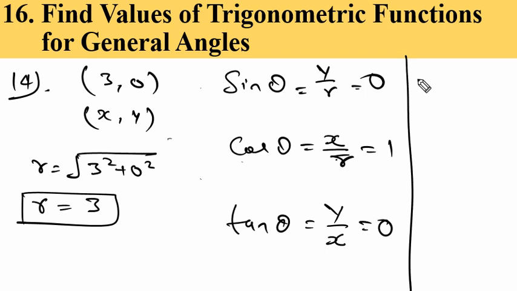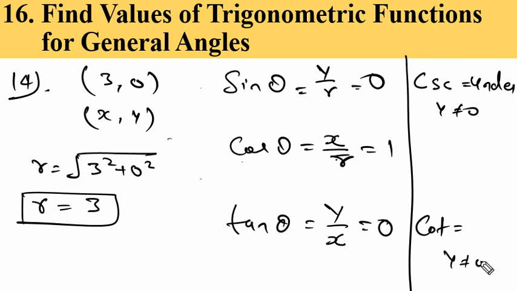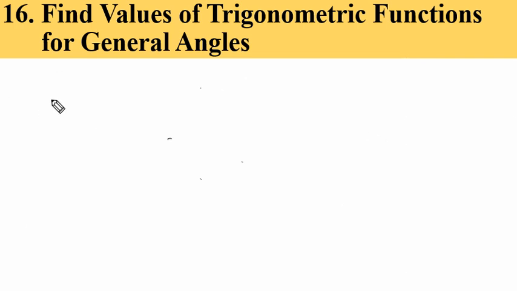Now what about cosecant? Cosecant is opposite of sine, so that will be undefined, because y should not be equal to 0 for finding this. Similarly, cotangent will also be undefined because y should not be equal to 0 for that. And what about secant? Secant will be 1.